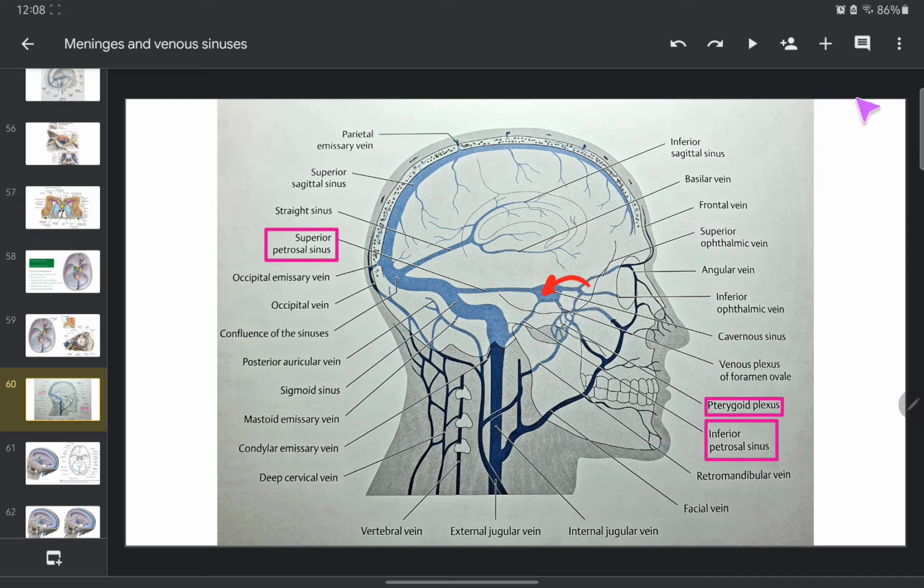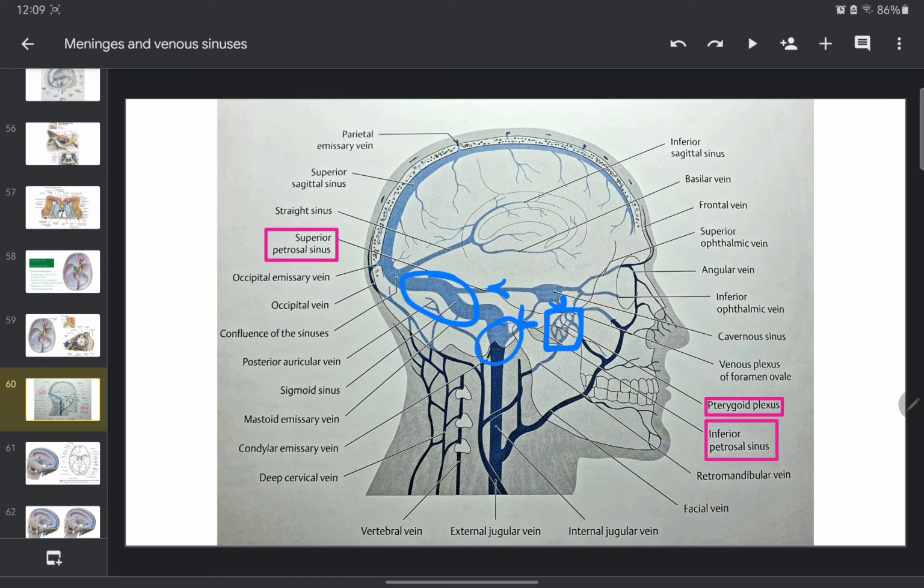This deoxygenated blood will go into one of 3 roads: 1, 2, and this is the third road. The first road is the superior petrosal sinus, which you remember is one of the tributaries of the transverse sinus, and it drains to it. The second road is the inferior petrosal sinus, which drains into the internal jugular vein. And the other road drains into the pterygoid plexus. You can see this is a plexus here, and it is named the pterygoid plexus.